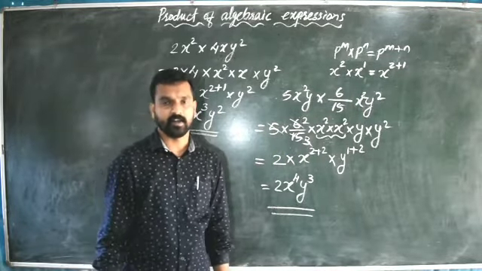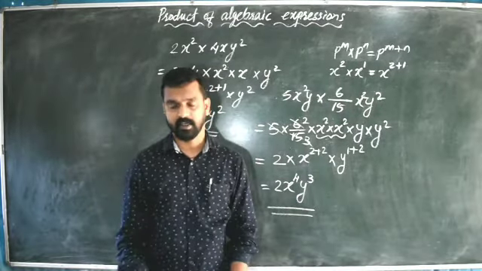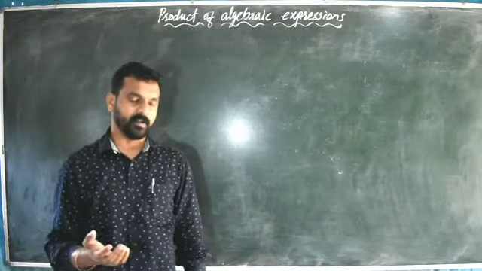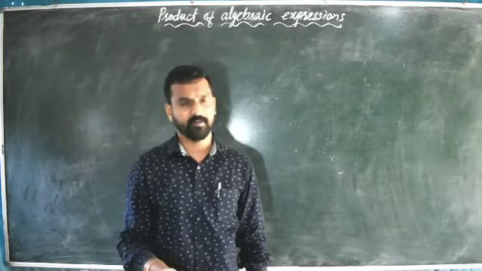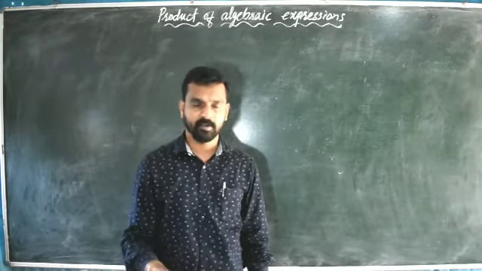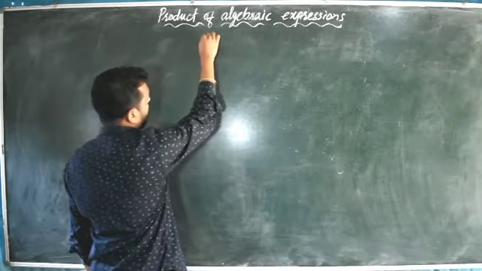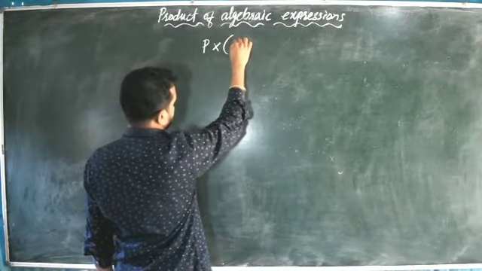Now next, how can we multiply a monomial with a polynomial? Polynomial here means we can consider a monomial with a binomial, or a monomial with a trinomial, or a monomial with a polynomial. Any one we can do by the same method, by using the distributive property of multiplication over addition and subtraction.